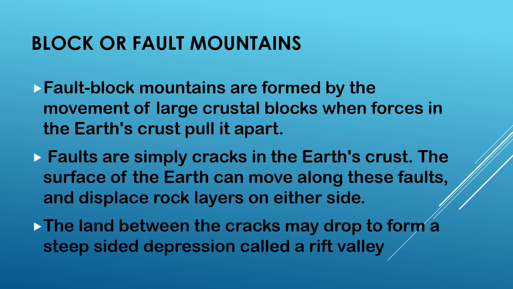Now, let's continue. Today, the first thing that we are going to study is block or fault mountains. Now, what are they? Fault block mountains are formed by the movement of large crustal blocks when forces in the earth cross-pull it apart. Here we need to understand that the earth is made up of 3 layers. The innermost layer, that is the core of the earth, is very hot, is made up of very hot gases, and there are different minerals which are melted.